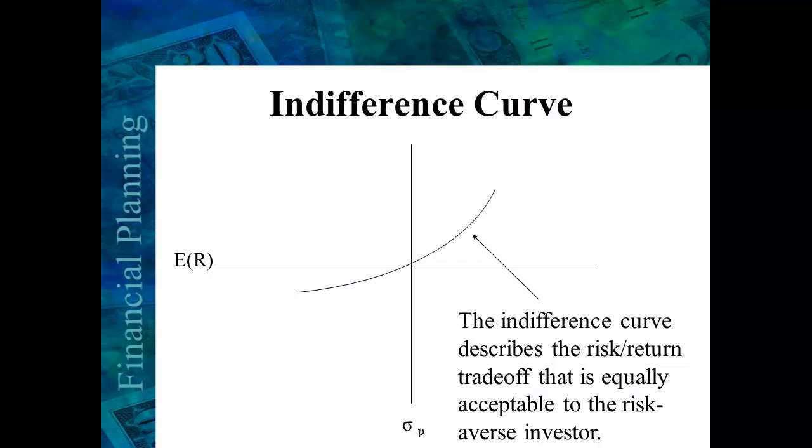How much excess expected return does the investor demand in order to hold risk of 3 times, or 4 times, or 5 times? As you discover the answer to those questions and plot the results, you construct the investor's indifference curve.